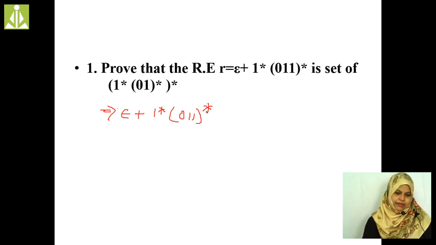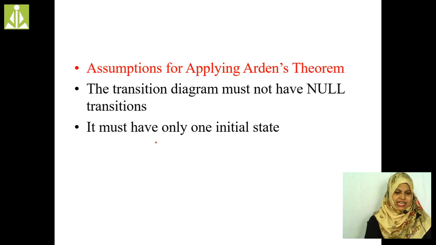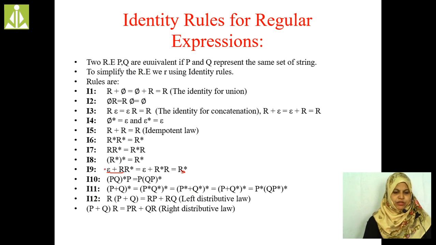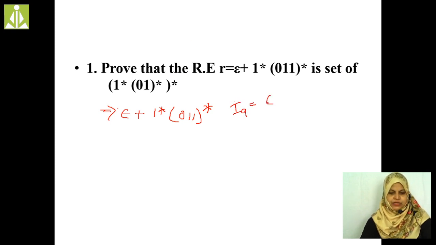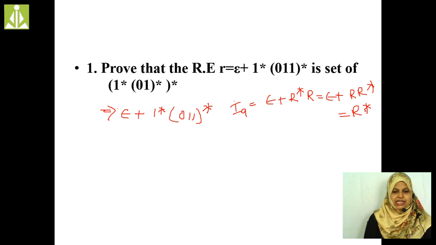Right, see here which rule we have to follow. For example, check for the I9 rule. What is the I9 rule? Epsilon plus R star R equals R star. Is it possible to apply this here? Is it possible to apply here?